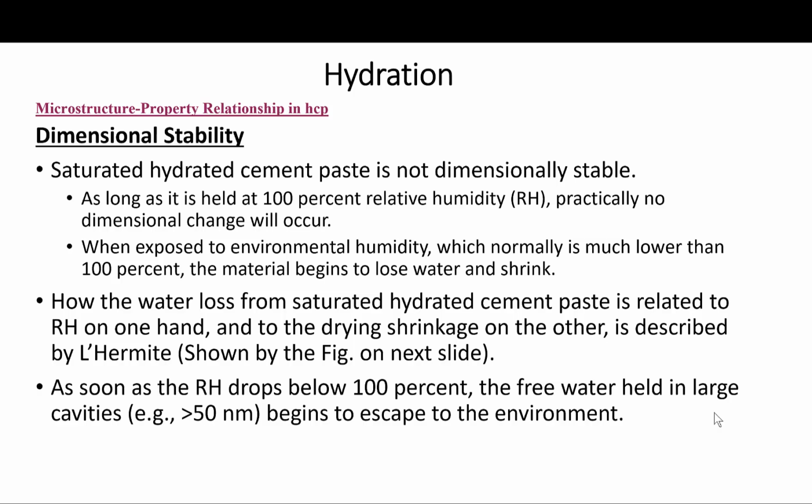How the water loss from the saturated hydrated paste is related to relative humidity on one hand and to the drying shrinkage on the other is described by the work by Le Hermite. I hope I pronounced that correctly, and this is shown on the next slide. I will talk about it. So as soon as the relative humidity drops below 100%, the free water in the large cavities, meaning cavities larger than 50 nanometers, begins to escape to the environment.